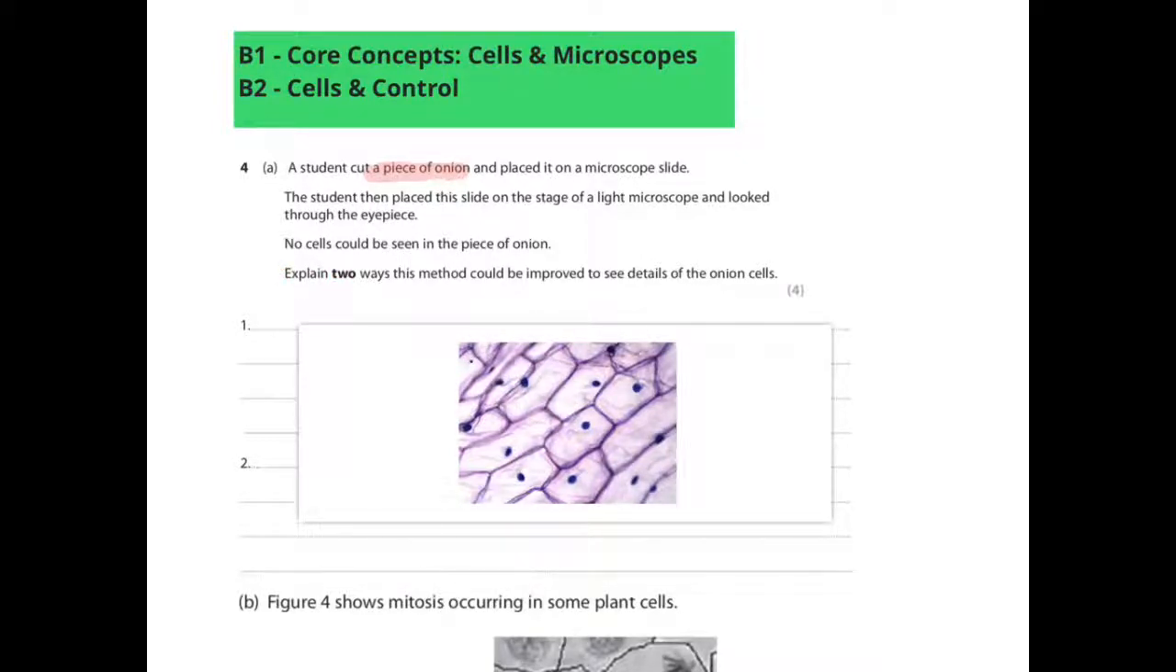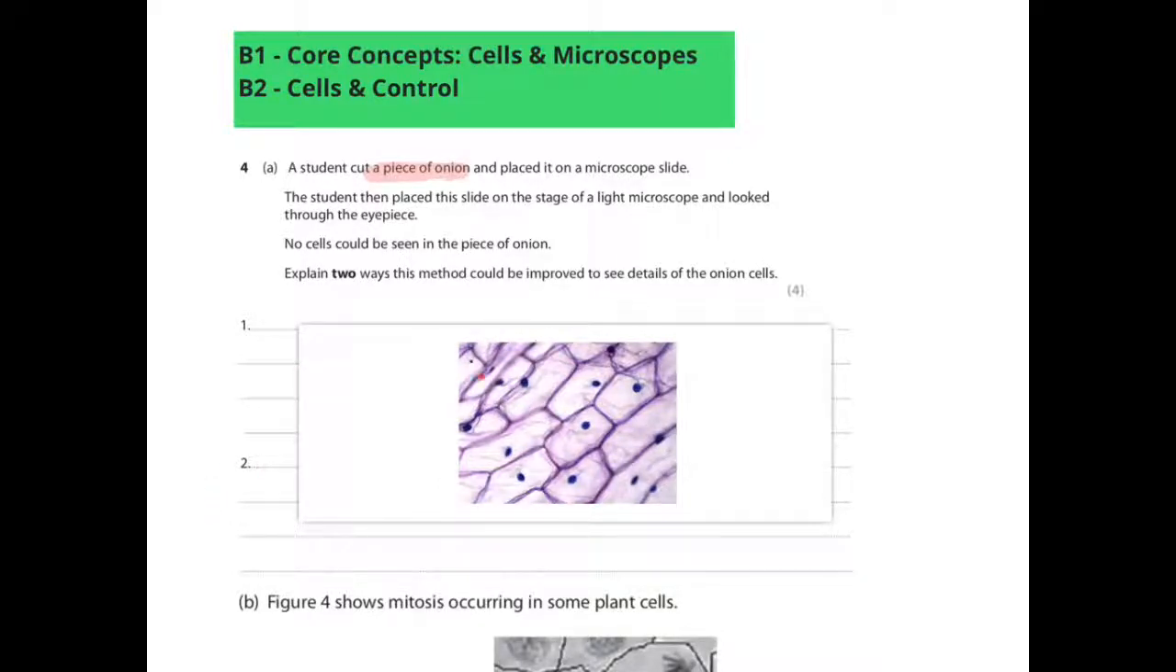Explain 2 ways, so that means tell me what they can do and then give a reason for why they should do this, in which this method could be improved to see details of the onion cells. So quite a lot of marks for this. So you basically have to talk about 2 reasons. One, state what you will do, 1 mark, then the reason why you will do it for another mark, and then you repeat that here.